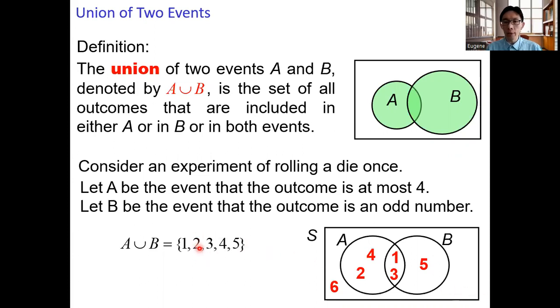Okay, so in circle A, we have the numbers 1, 2, 3, and 4. And in circle B, we have the numbers 1, 3, and 5. So these are the numbers to be included in the set of A union B. Therefore, the set of A union B consists of the numbers 1, 2, 3, 4, and 5. And the number of elements in this set is equal to 5.